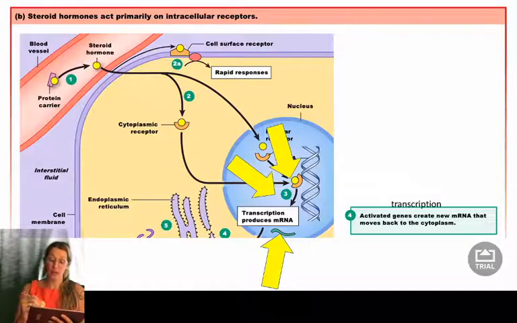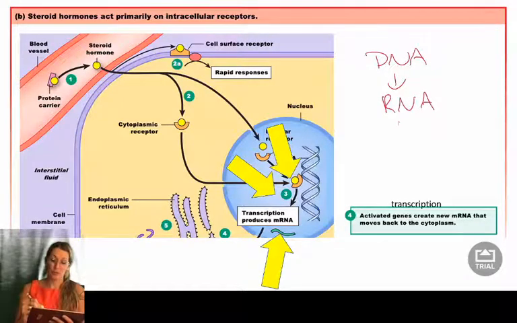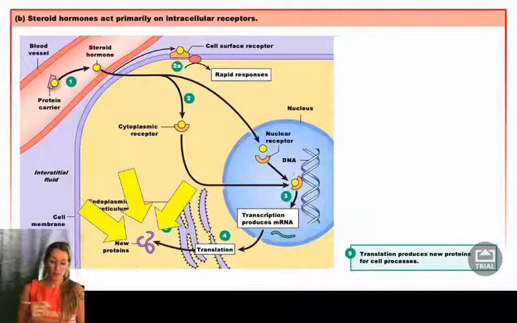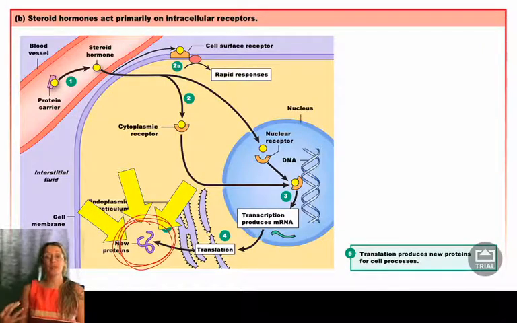So remember central dogma: DNA, RNA, protein. After we're transcribed to RNA, the cell has to go through translation to produce a new protein. And remember that proteins are what does the biological work. So when a steroid is released to go do its job, it has to travel in the blood, find its receptor either in the cytoplasm or in the nucleus, trigger transcription, then translation to produce a new protein, and then the protein can go do its work.